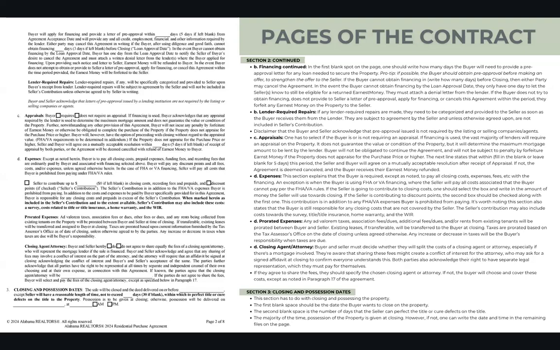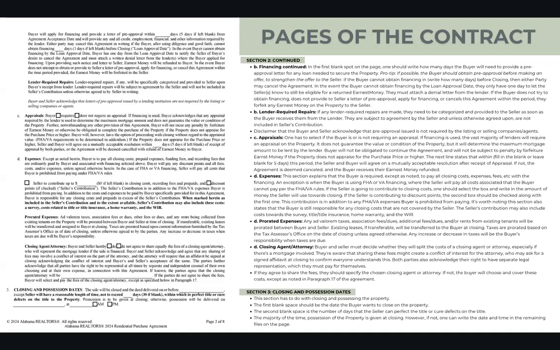Prorated expenses. So any ad valorem taxes, association fees or dues, additional fees or dues, rents from existing tenants, existing leases, everything that will be transferred to the buyer at closing. Taxes are prorated based on the tax assessor's office on the date of closing, unless agreed otherwise. Any increase or decrease in taxes will be the buyer's responsibility when the taxes are due.